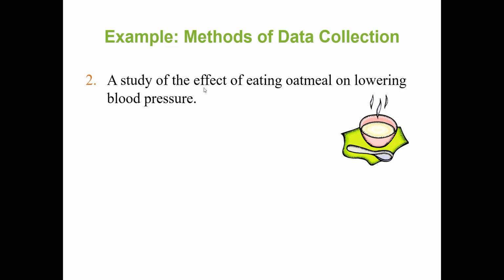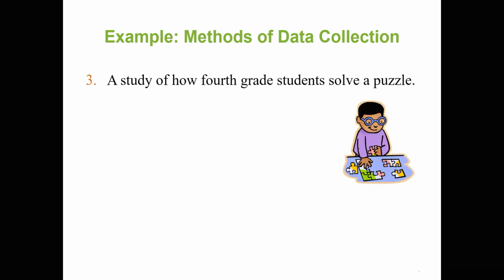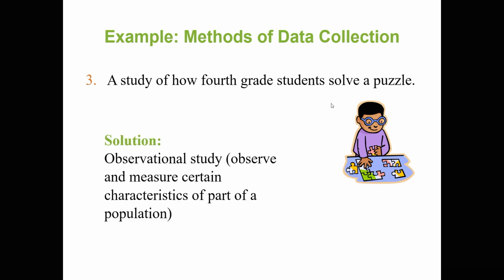The next one says a study of the effect of eating oatmeal on lowering blood pressure. So if you want to find out if when someone takes oatmeal that will affect their blood pressure, generally you want to put people in the right setting and administer that. This is typical of an experiment. Now the next example is a study on how 4th grade students solve a puzzle. So generally you want to sit down and observe how they do it. So that will use the observational study.